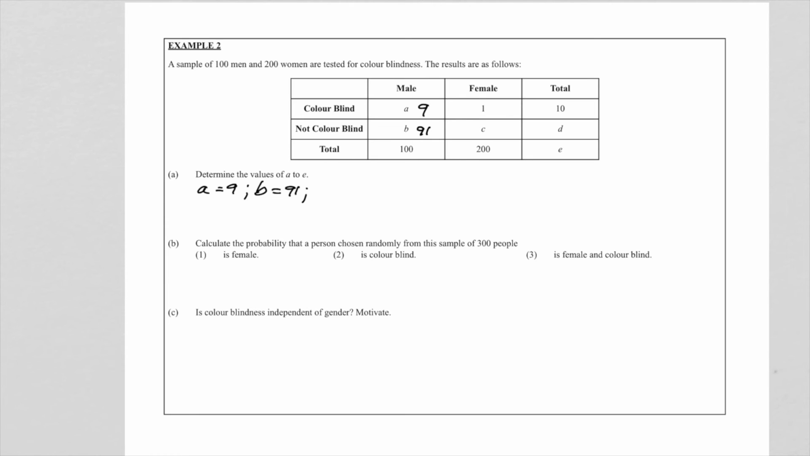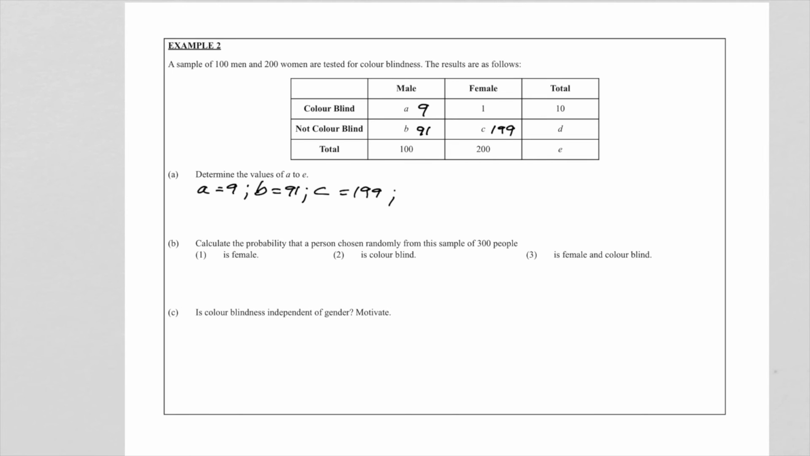Then if we look at these ones vertically, you see 1 plus whatever is 200, or 200 minus 1. And that, of course, will give you C, and that C is clearly 199. So C is equal to 199. So now A, B, and C we have.